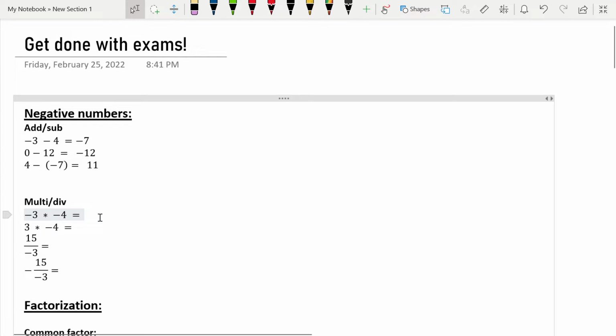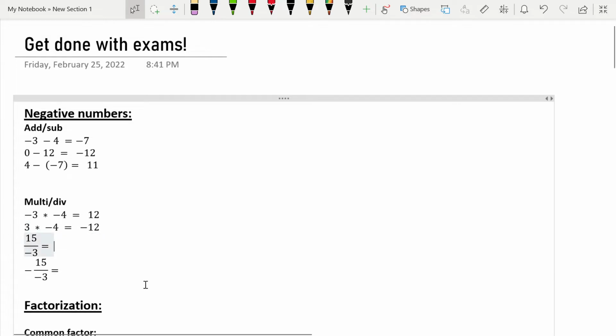Alright, now multiplication and division. Minus 3 times minus 4. Give it a go by yourself. Good job. Minus minus becomes plus, so it's going to be 12. The next one is 3 times minus 4. What is it going to be? Minus plus minus, so minus 12 for this one. So we have got different signs, so that's why it's going to be minus 12.